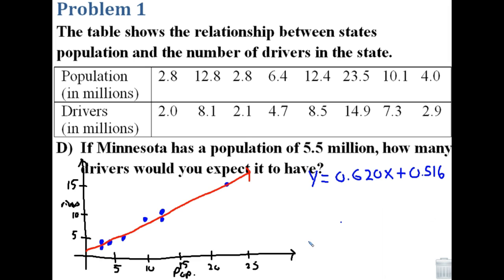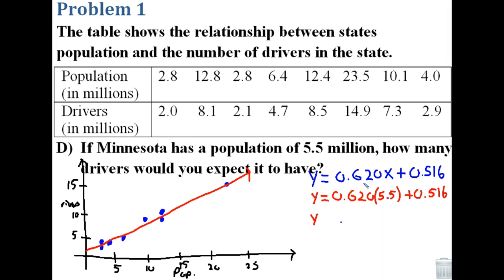All right, then the last part of this question, and the whole point of having a regression line, is to make some predictions. So part D says, if Minnesota has a population of 5.5 million, how many drivers would you expect to have? So what I can do is use my least square equation, and plug the 5.5 million in for the x, because we know the population is our x value. So we can say y is equal to 0.620 times 5.5 for the x, plus 0.516.